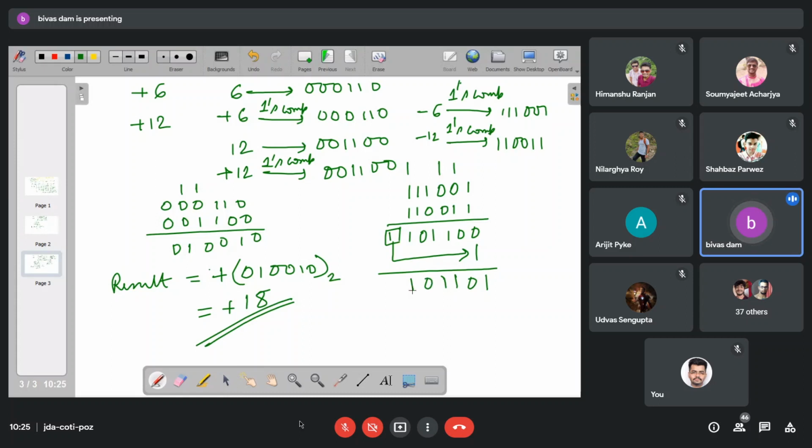Now check the sign bit of the result. What is the sign? Negative. Negative, sir. So the result is minus, and to find out the magnitude, you have to take its 1's complement.